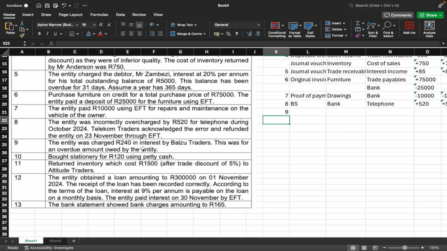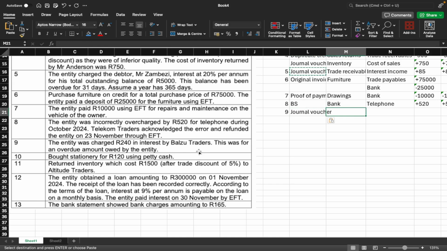The entity was charged 240 rand in interest by Balzu traders. This was for an overdue amount owed by the entity. So we're charged interest here. Remember, when we charged interest to our client, we didn't issue them with an invoice. It was just a journal voucher. That's exactly what we're going to do here. We're going to put it as a journal voucher because we need to record the entry to say, hey, we are owing now this amount, and we're passing a journal entry specifically for that.